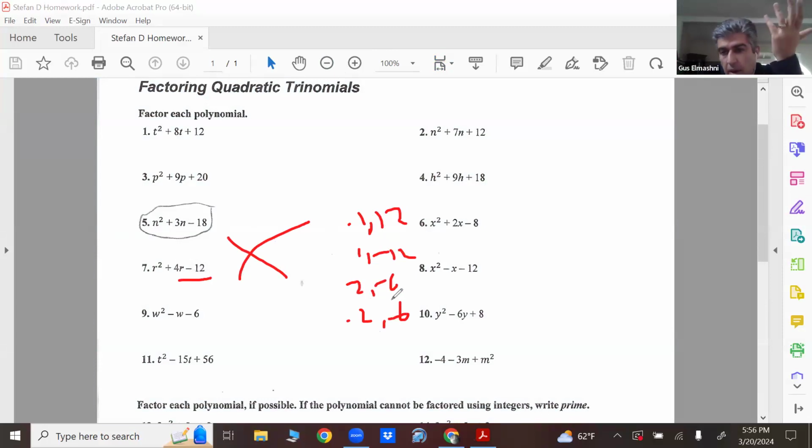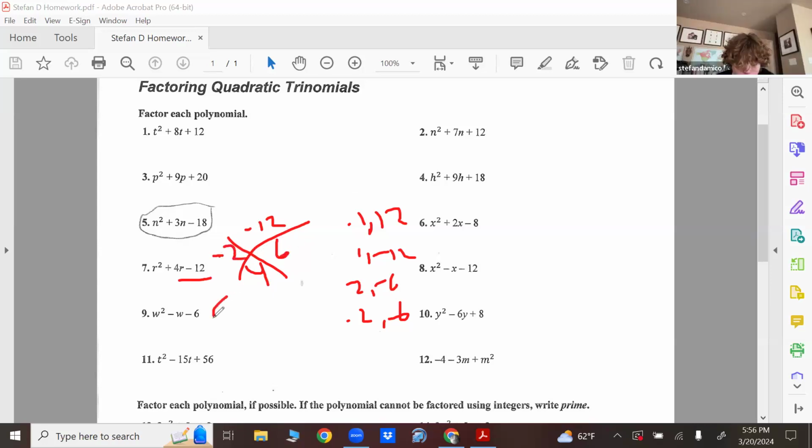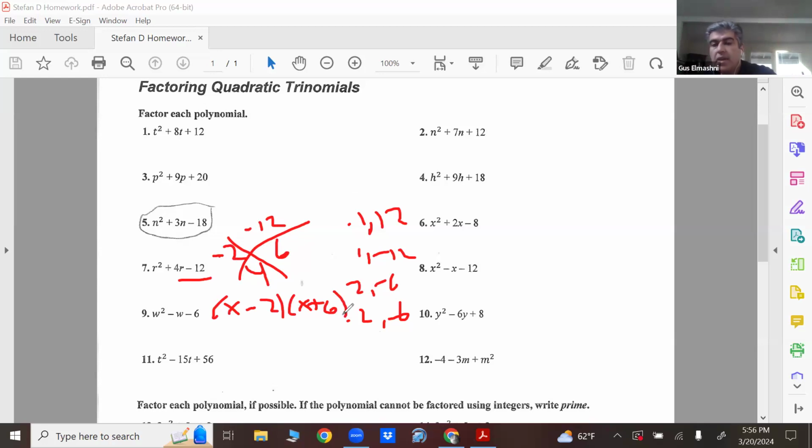In a way, we're kind of doing that, but it's quicker. It's not that much work. The thing is that you have to find the pair that adds to that. I think he's saying just to make the list, not to do the diamond, and pick the pair that works. The pair that works is, of course, negative 2 and 6. And that's your answer: x minus 2, x plus 6.